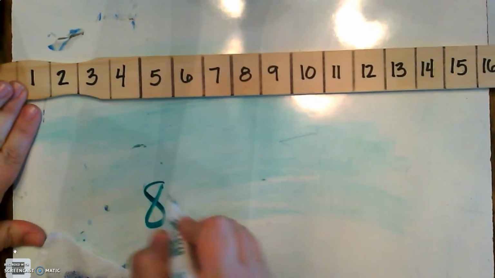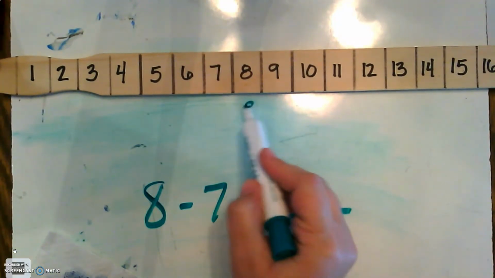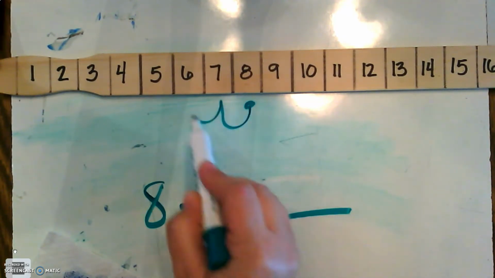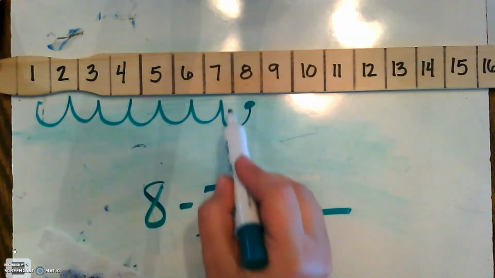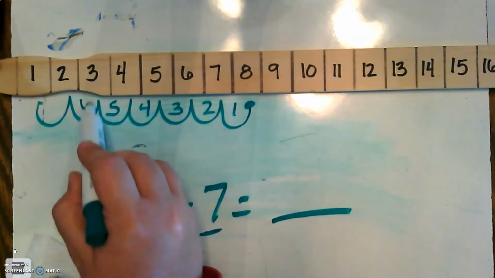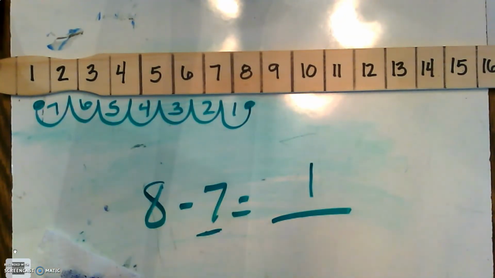So we have 8 minus 7 equals blank. So we start at 8, and I have to jump to the left 7 times. 1, 2, 3, 4, 5, 6, 7. And my answer is 1. So 8 minus 7 equals 1.